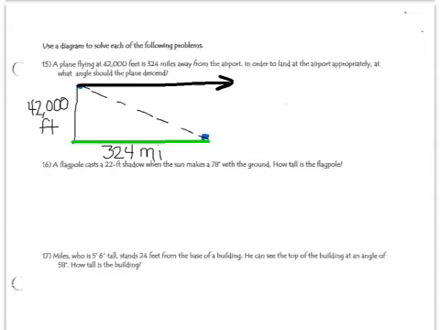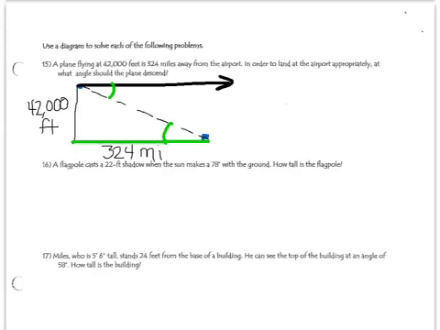And what I'm looking for is the angle of descent. So like I said, if the plane is flying along this path right now, but needs to turn to head towards the airport, the angle that I'm trying to find would be this one right here. But through alternate interior angles, that angle is going to match this one. And if I make it that one, then I have it inside my triangle and I can use trig. So I have 42,000 feet over here as my hypotenuse.